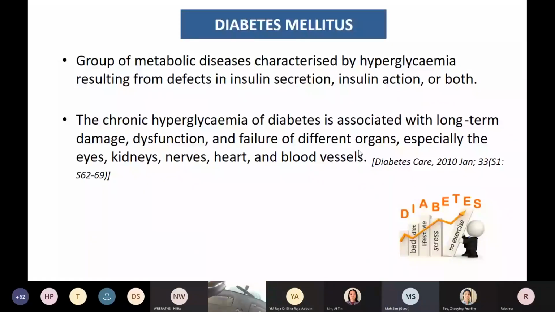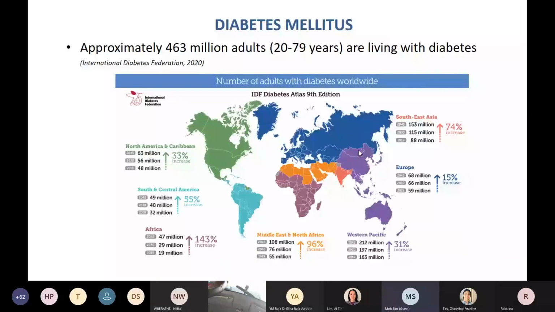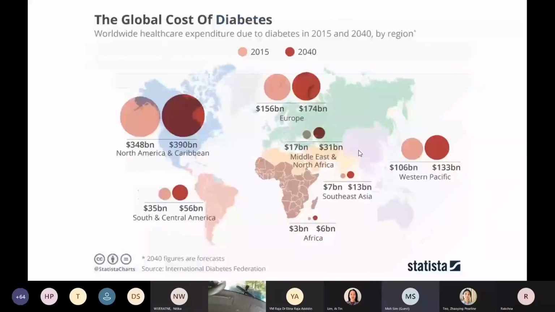About 460 million adults aged 20 to 79 years old are living with diabetes. And the number of patients with diabetes is projected to increase significantly. And by 2040, this number will double in Southeast Asia, Middle East and North Africa, and Africa. This also means that the global cost of diabetes will rise exponentially. And by 2040, you can actually see a doubling of the healthcare expenditure due to diabetes, particularly in Southeast Asia, in Middle East and North Africa, and Africa. So there's actually a global diabetic pandemic.